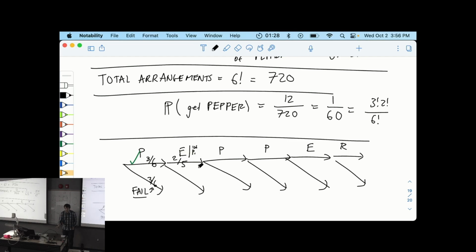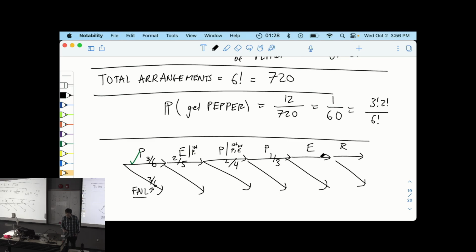Similarly, for the next one, what's the probability of a P given you had the first P and the second E? Like, given that you had everything before. Well, now there's 4 things left in the bag. How many of them are P's? Well, 2 of them are P's. The next P, there's only 1 P left and 3 tiles, so that's a third.